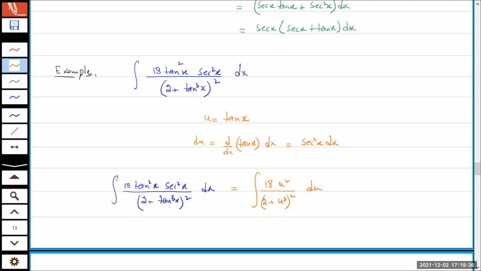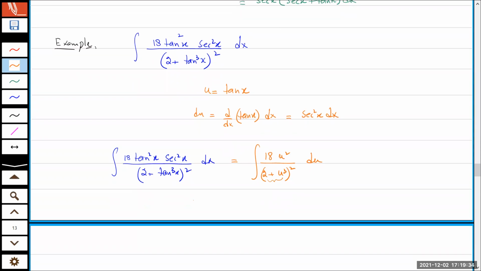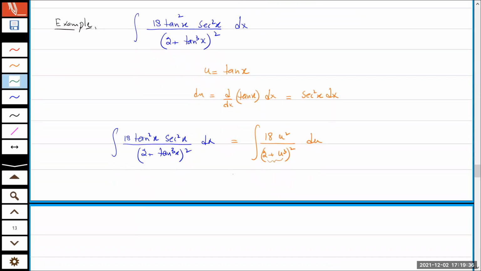Now at this stage, I don't know what this integral is. But what I do see is that the derivative of 2 plus u cubed is going to be u squared, and I have it in the numerator. I will make one more substitution here. I already have a u, so I have to change the variable. I'll take w equals 2 plus u cubed, because I know its derivative is in the numerator. dw would be equal to 3u squared du.